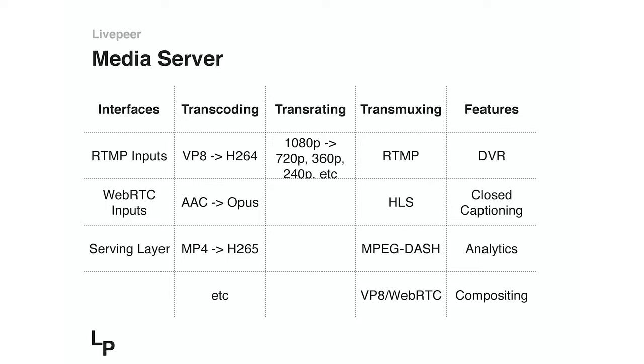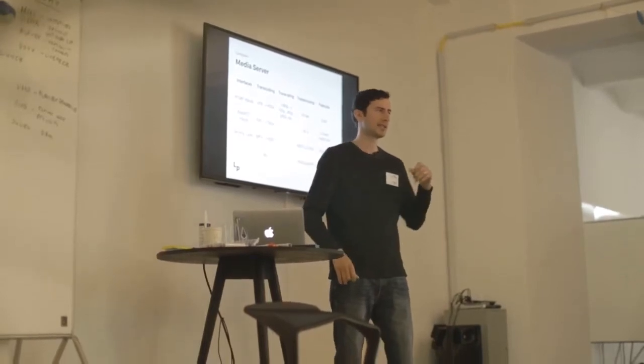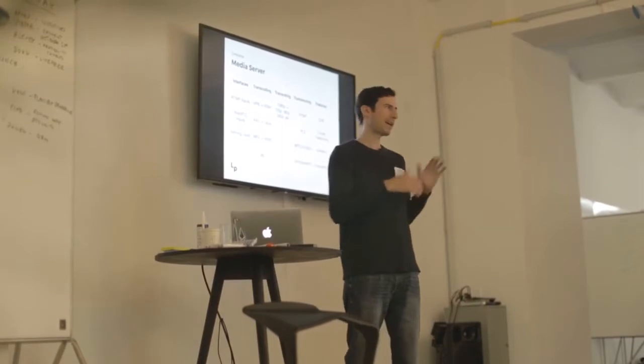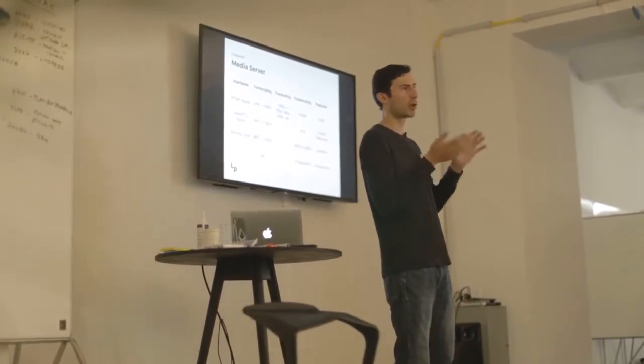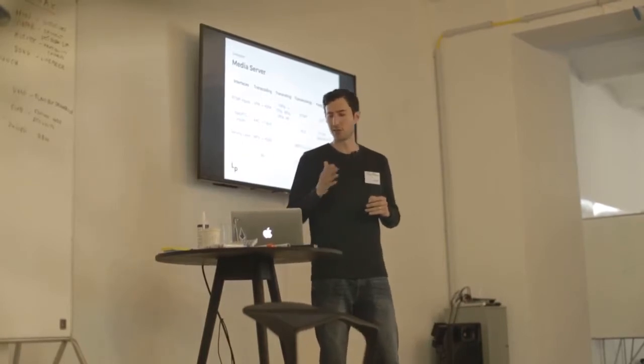Transrating is converting it into all the bit rates, so the video can work at different connection speeds. So someone on a slow cellular connection can watch, say, a 240p video, even though you're broadcasting in 1080p HD. And transmuxing is finally packaging it into the output transport protocols. And there are lots of different formats of those as well.